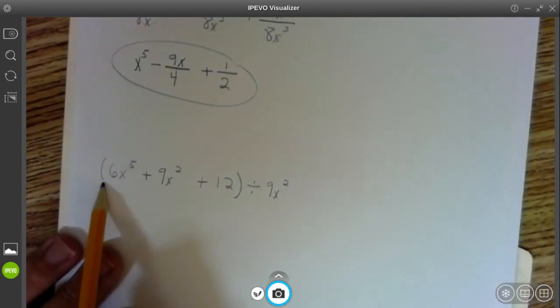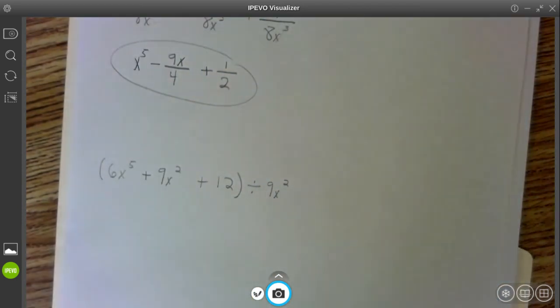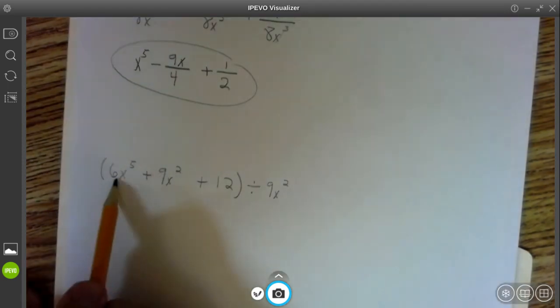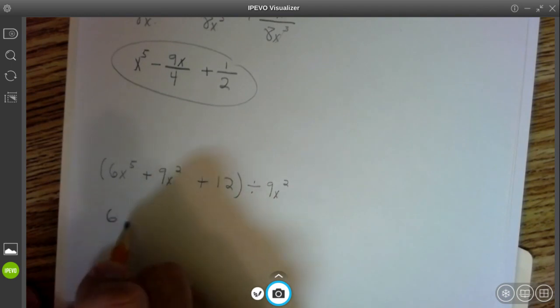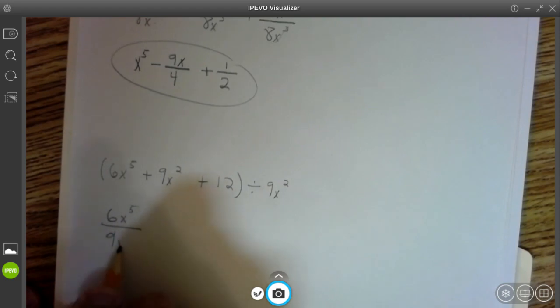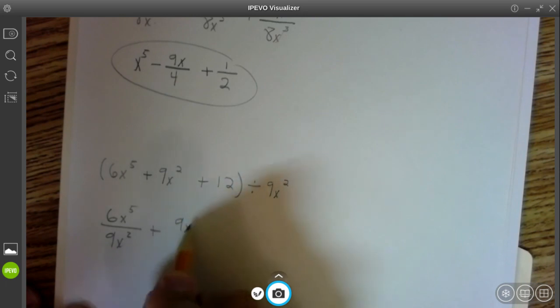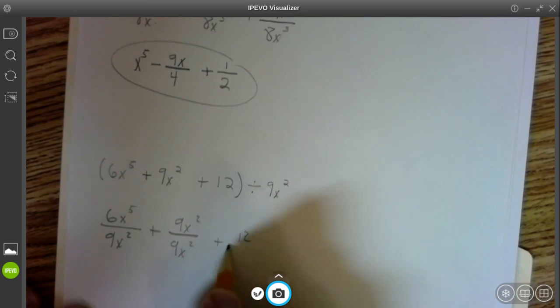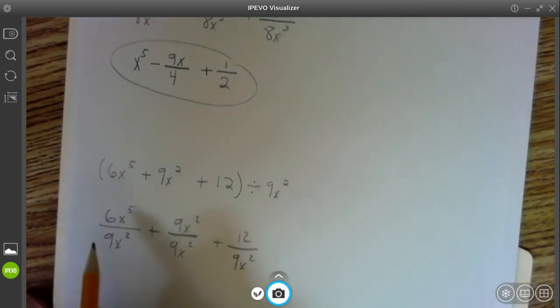So I've got all of this polynomial divided by this 9x squared. Again, I'm just going to take each individual term and divide it by the 9x squared. That's splitting up my numerator. So 6x to the 5th divided by 9x squared, plus 9x squared divided by 9x squared, and the 12 as well, divided by 9x squared. And then we'll simplify each of these individually.